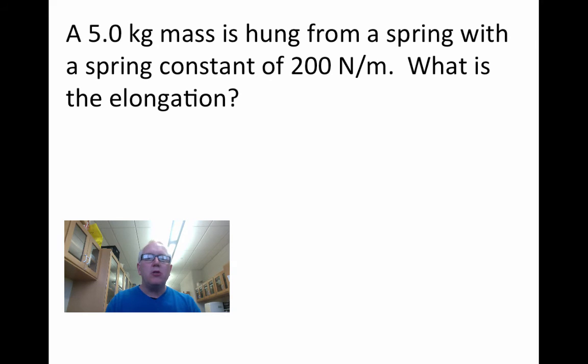All right, let's take it a little bit further here, and we'll complicate it just a little bit for Hooke's law. This is about as complicated as it becomes. But here I am giving you a mass, and we're hanging it from a spring. So if we are hanging a mass from a spring, and the constant is 200 newtons per meter, and the mass is 5 kilograms, what is the elongation? Well, it might surprise you to find out that the answer is 0.25 meters, but let's take a look at why.